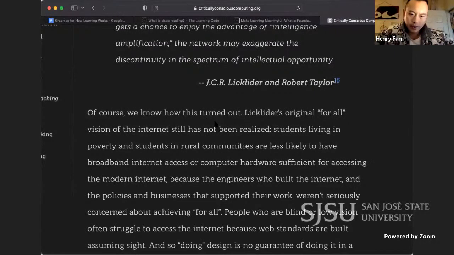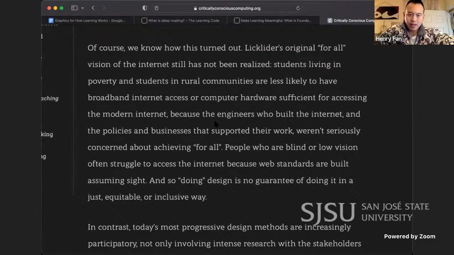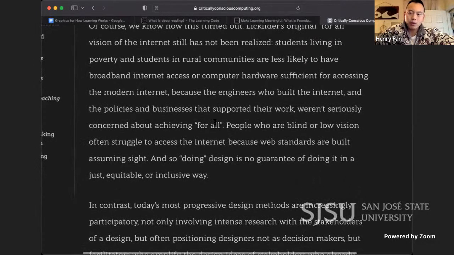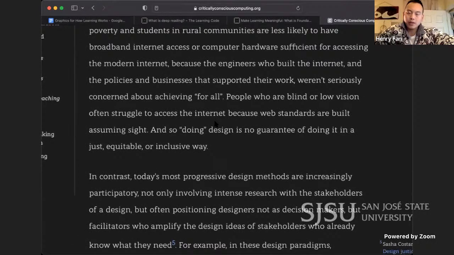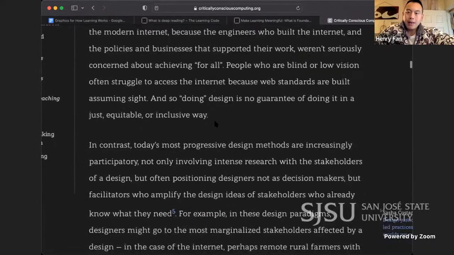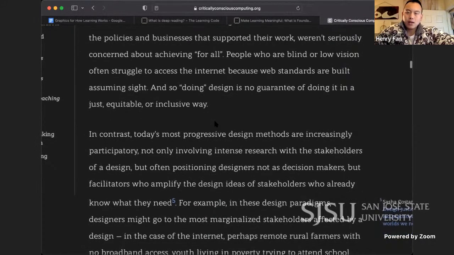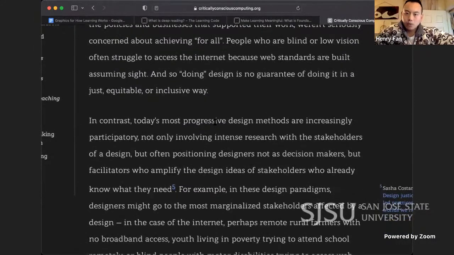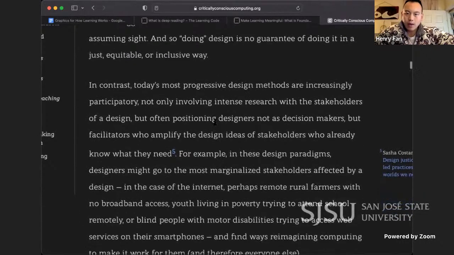Students living in poverty and students in rural communities are less likely to have broadband internet access or computer hardware sufficient for accessing the modern internet because the engineers who built the internet and the policies and businesses that support their work weren't seriously concerned about achieving, quote, "for all." People who are blind or low vision often struggle to access the internet because web standards are built assuming sight. And so doing design is no guarantee of doing it in a just, equitable, and inclusive way.